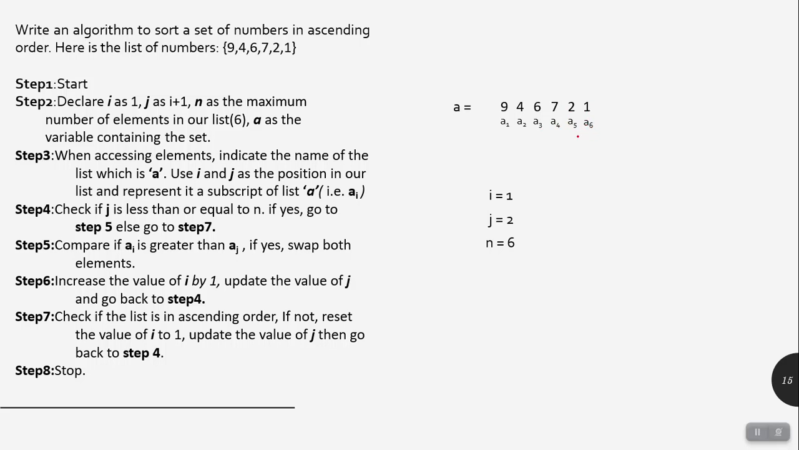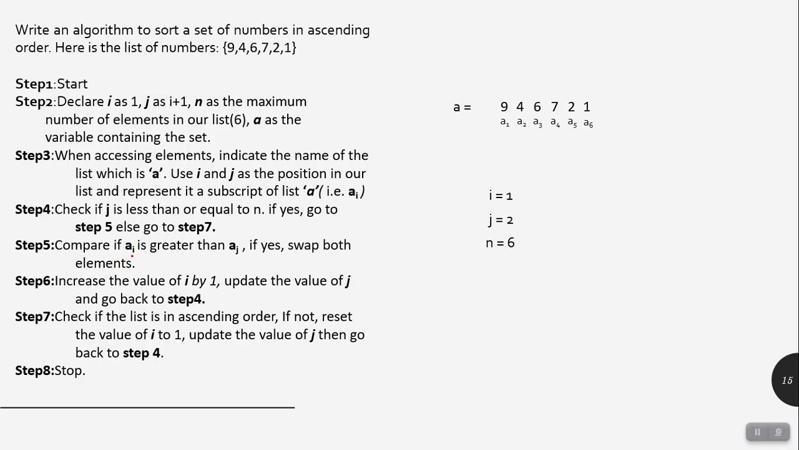Okay, so now we will move on to our step 4. Check if j is less than or equal to n. So is j less than or equal to n? Yes, because j is 2 and n is 6. If yes, go to step 5. So compare if A sub I.